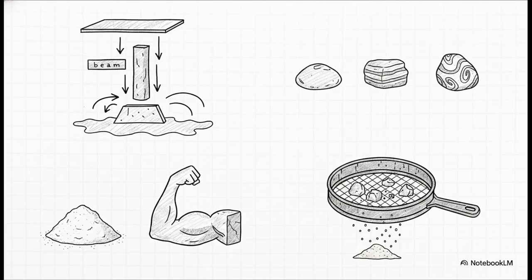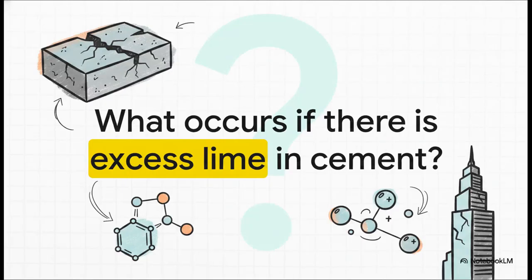Memorize that OPC chemistry. Lime at 60 to 67% is your primary strength driver. And finally, never forget the aggregate standard. The 4.75 millimeter sieve is the strict dividing line between your fine void fillers and your coarse, strength-giving bulk. All right, let's finish up with a quick pop quiz to test your understanding.